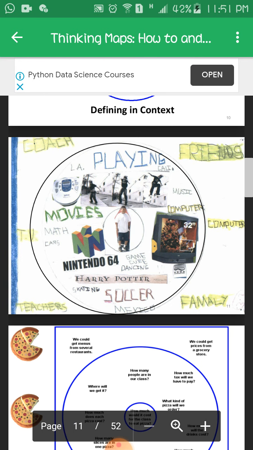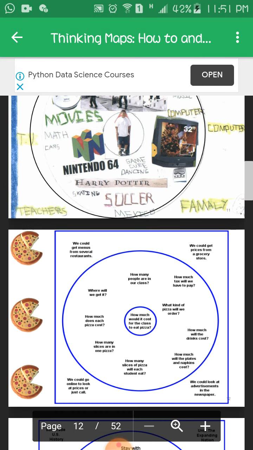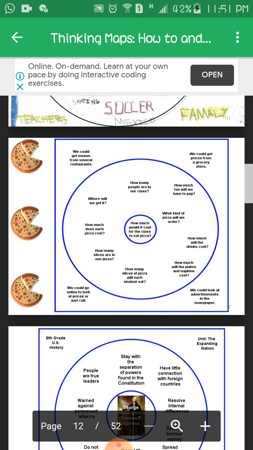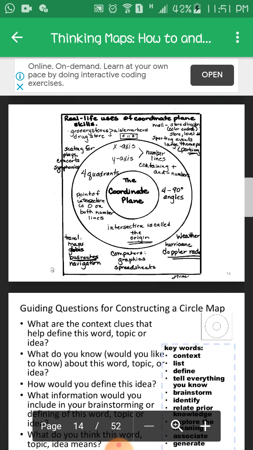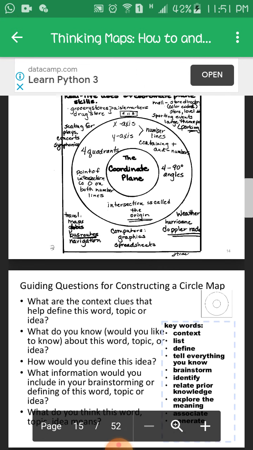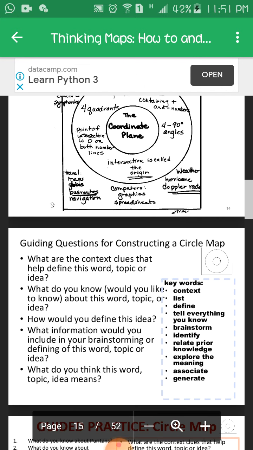Look at another circle map and another example of circle map. One more example, another example. Okay.